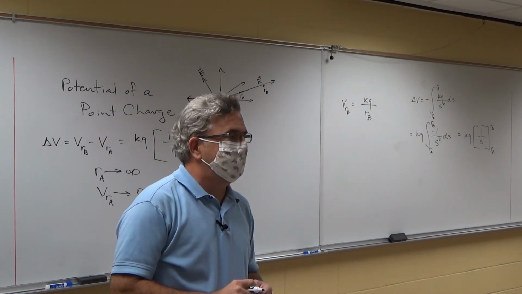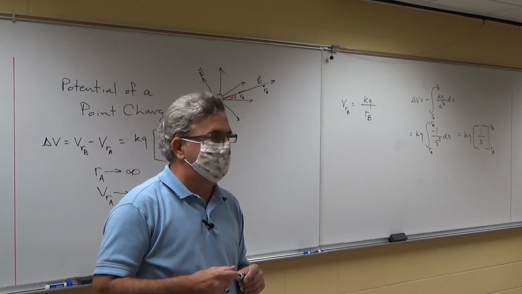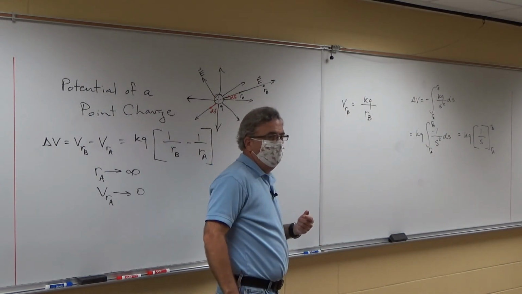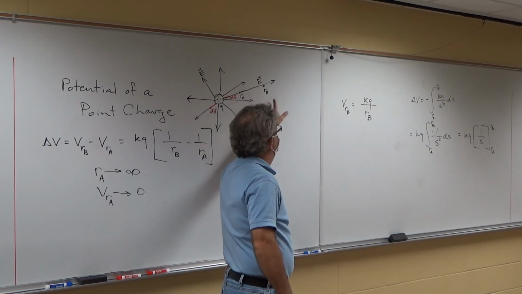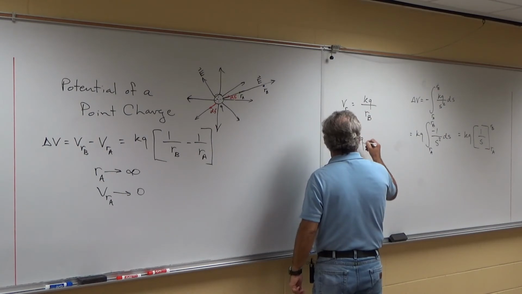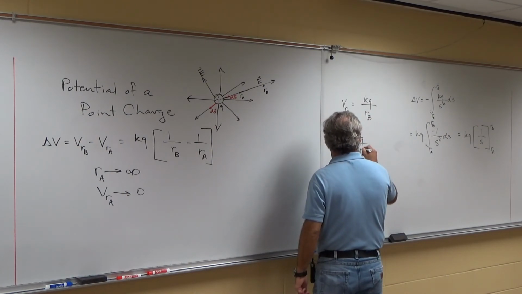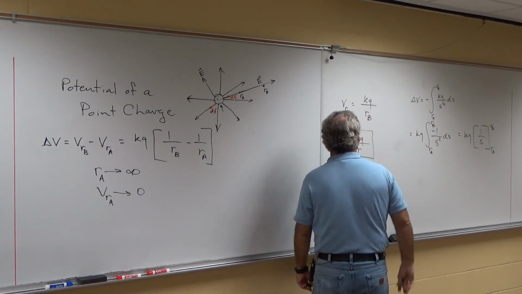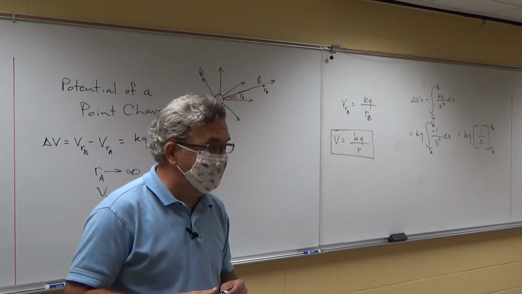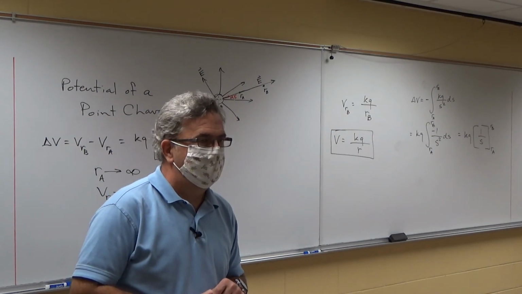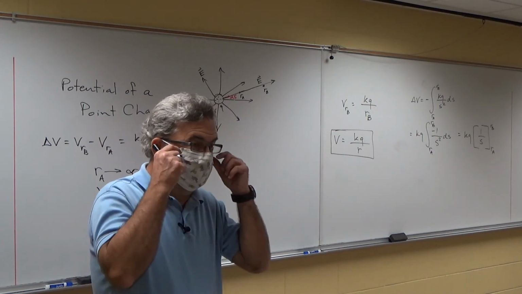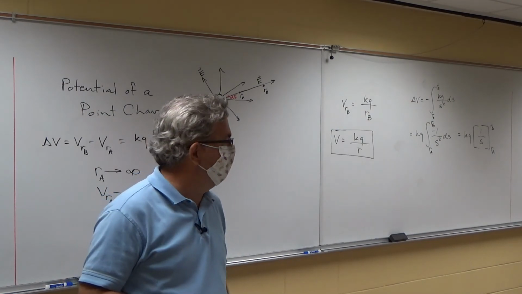Forget the B. It's any point. It doesn't matter where you are. We're letting that potential out at infinity be 0. So the potential due to the point charge, V, is equal to KQ over R. That's it. KQ over R. It's a scalar. It's not a vector. Okay. That is going to make our lives a little bit easier for solving some of these problems.